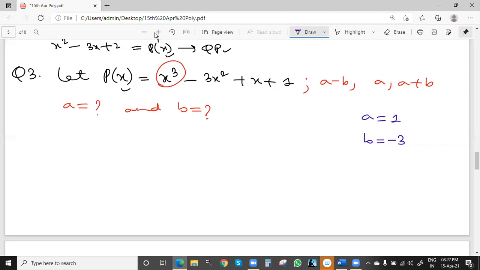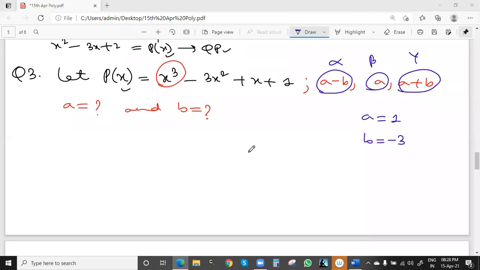I'll give 2-3 minutes time for everyone. Try to solve this question. Very easy. It is very similar to previous 2 questions. And we know the formulas, we know the concept. 3 zeros are given. That is 1, we can say alpha. Hint is this is alpha. This will be beta. This will be gamma. We know the formula. So we can apply the formula and get the result. If you understood first 2 questions, then this question also you can solve.